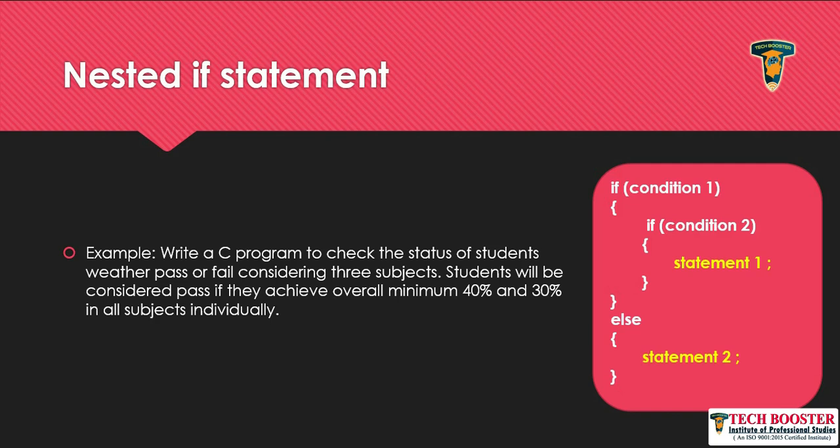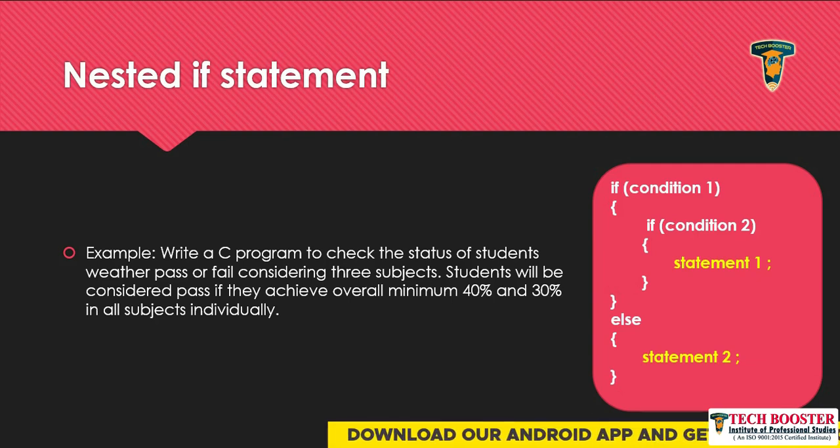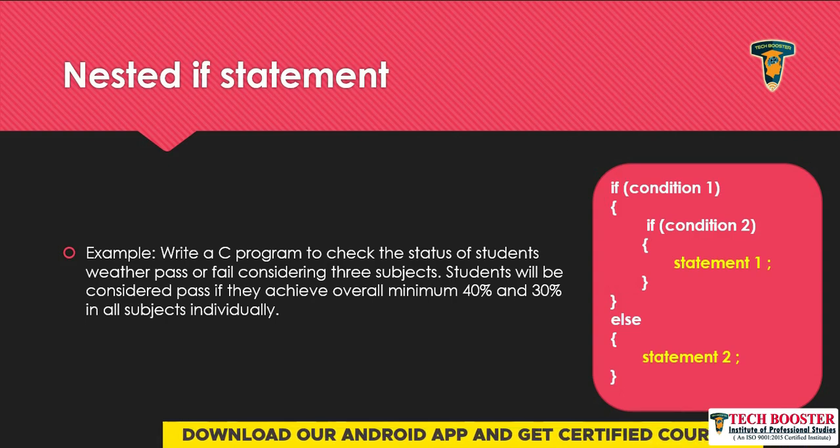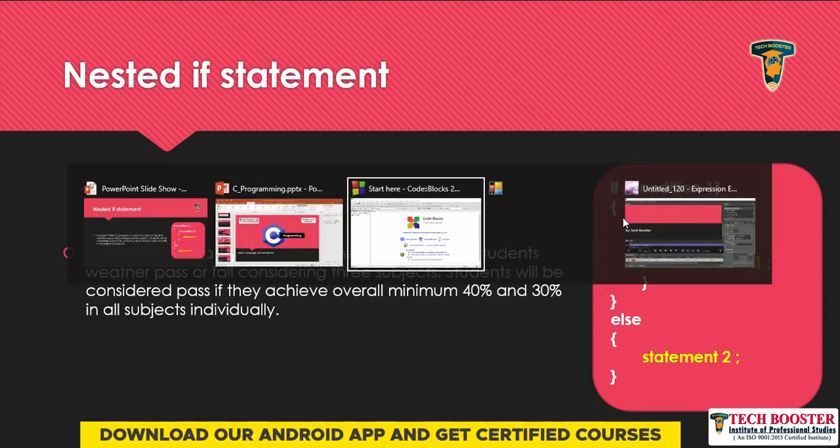So in this case we have 2 conditions. Our student will be considered pass if he or she achieves minimum 40% overall. And then also the student needs to achieve minimum 30% in each individual subject. Like if your overall percentage is 70, but you have failed in any one of the 3 subjects, you will be considered as fail. So let us open a code block and try to solve this example.